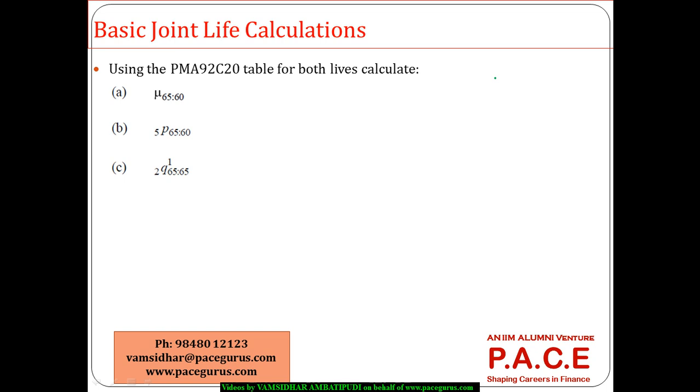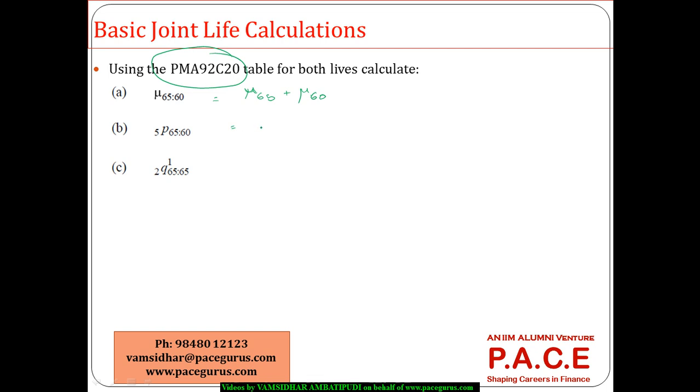Let's look at some basic calculations involving the joint life. I have to do them using the PMA 92C20 table. Okay, a simple calculation of mu 65:60 is nothing but I can write it as mu 65 plus mu 60. So I can get the values from there, we'll get them and we'll do the summation.